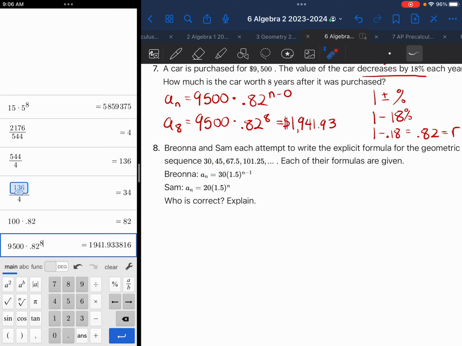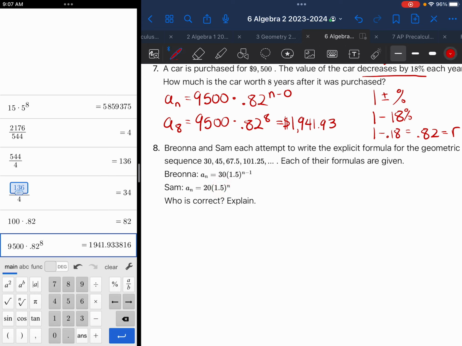Each of their formulas are given. So looks like Brianna is starting at 20. Or sorry, Brianna's starting at 30. I already jumped to Sam. And Sam is starting at 20. Weird that they have different starting amounts. Oh, they both have the same common ratio, 1.5. Is that correct? I bet it is.